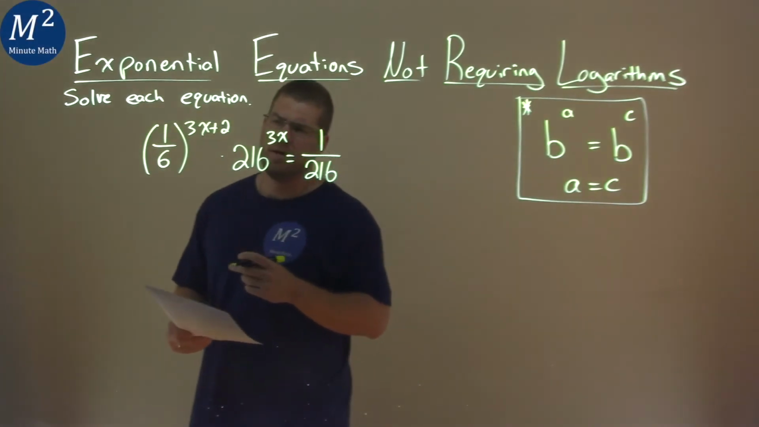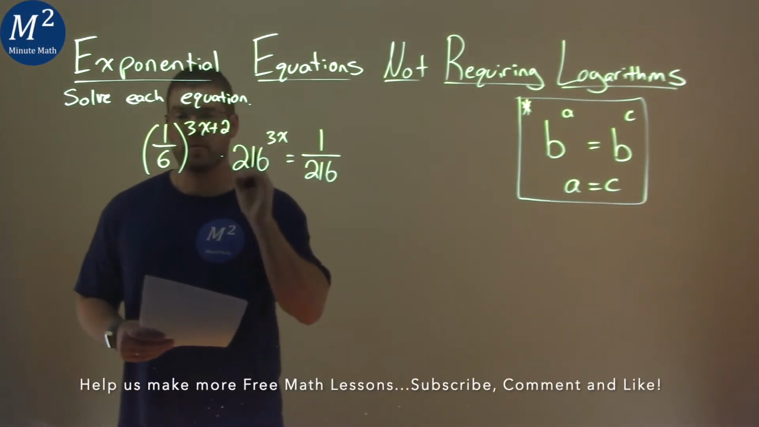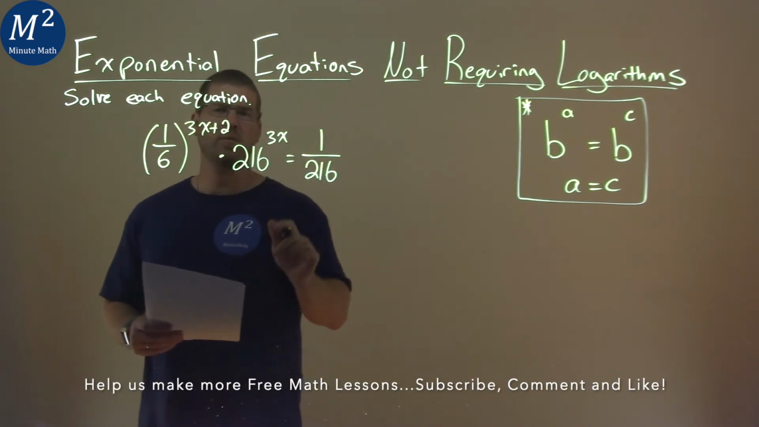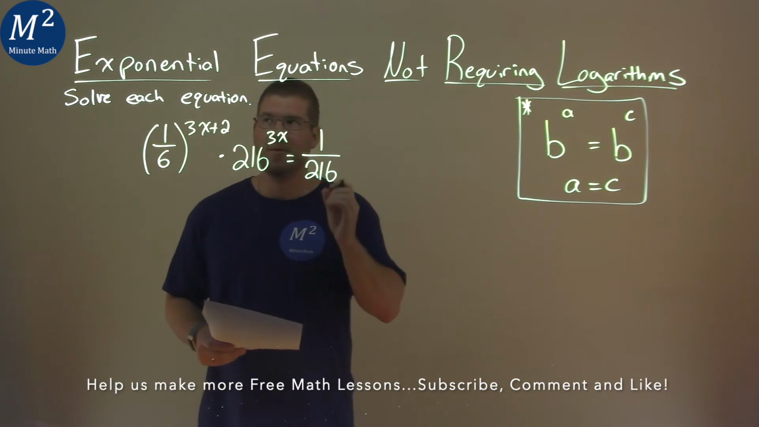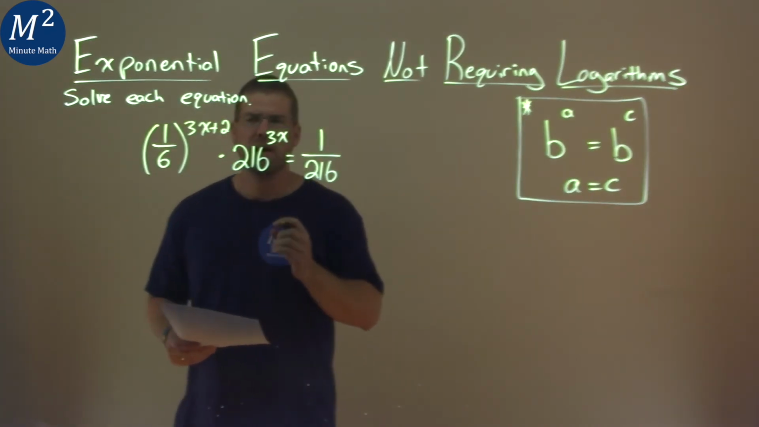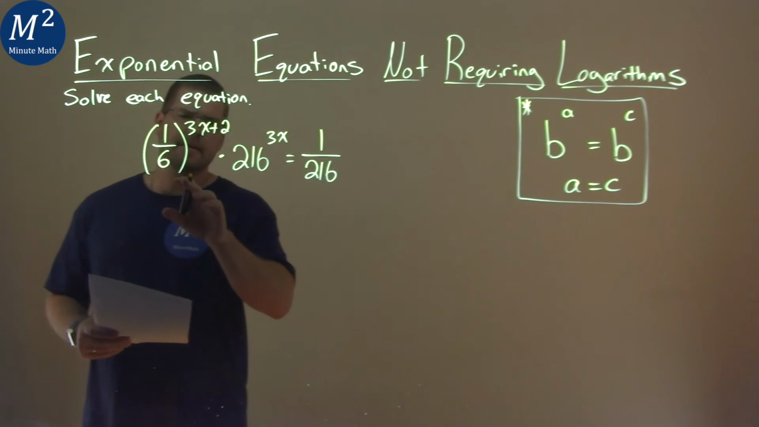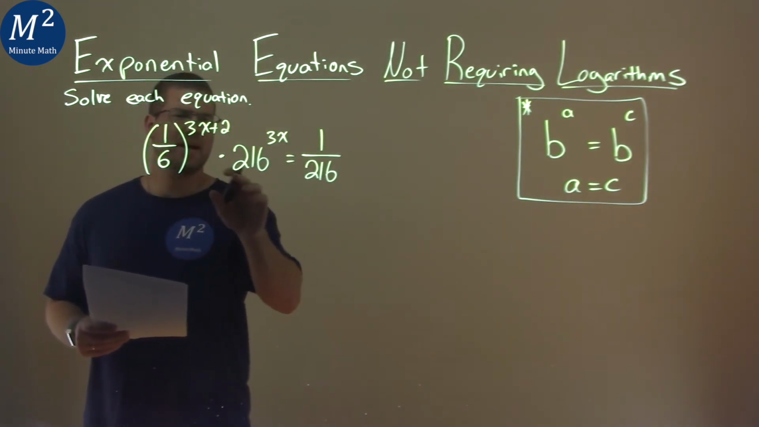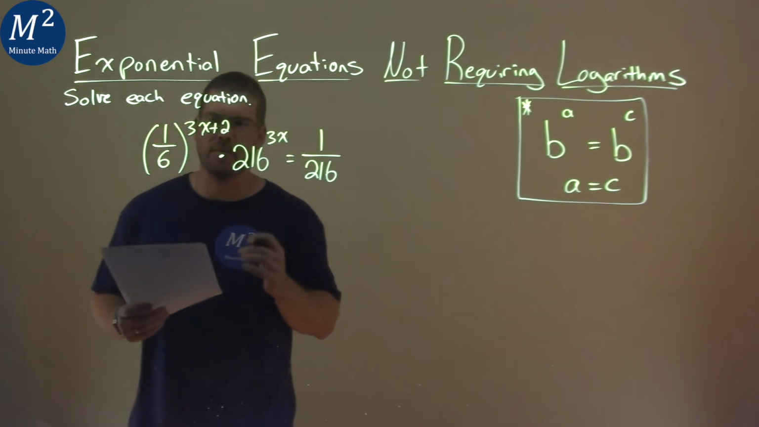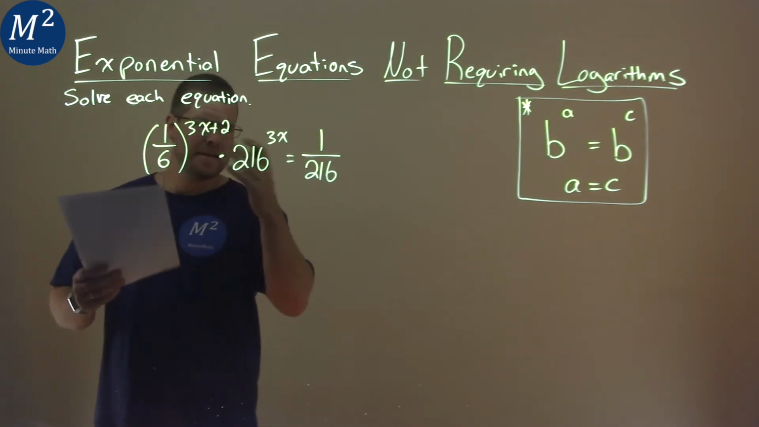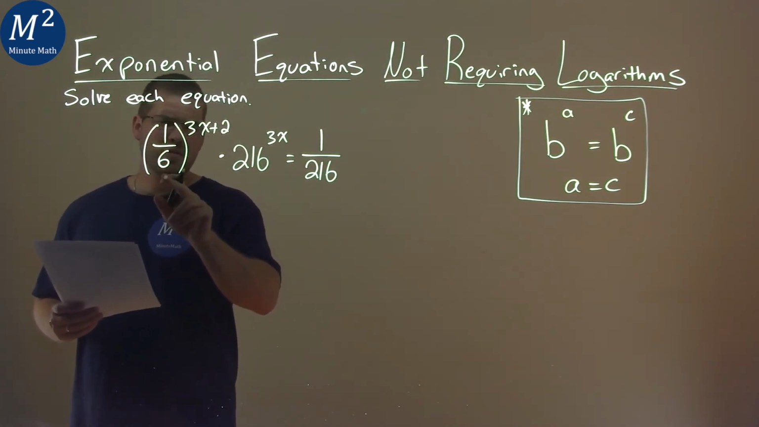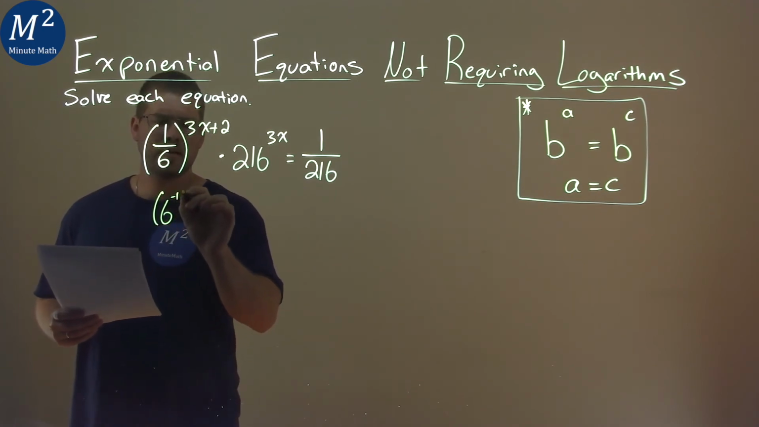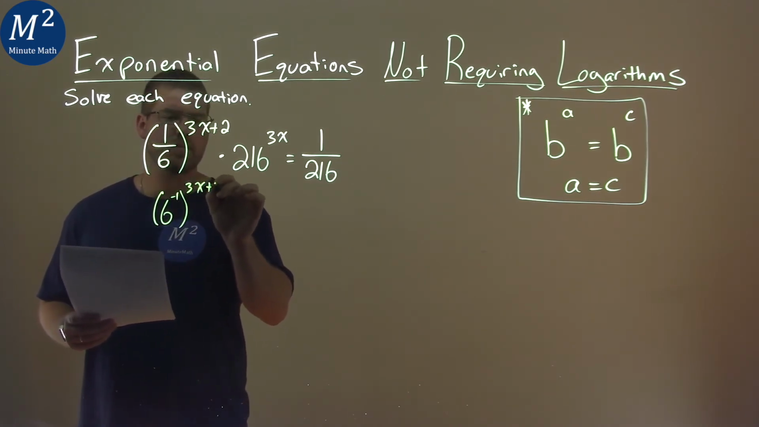We're given this problem right here, 1/6 to the 3x plus 2 power times 216 to the 3x power, and that's equal to 1/216, and we need to solve this equation. Well, what I try to do here is I want to find a same base number raised to an exponent that can give me a good base here. Well, 6 to the -1 power is 1/6. So I can write this as 6 to the -1 power to 3x plus 2.